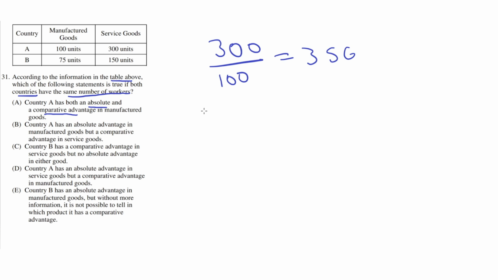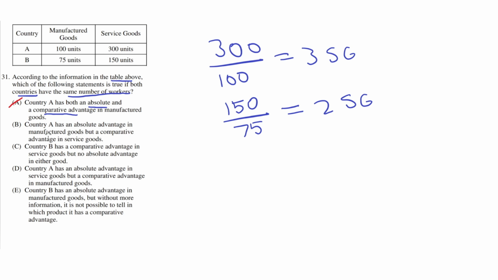And now let's look at country B. So their opportunity cost is 150 units of service goods over 75 units of manufactured goods. Now if we calculate this, we'd get 2 service goods, meaning that for every manufactured good country B produces, it costs them 2 service goods. So because their opportunity cost is lower than country A's opportunity cost for manufactured goods, country B has a comparative advantage in manufactured goods, not country A. Therefore, A is incorrect.